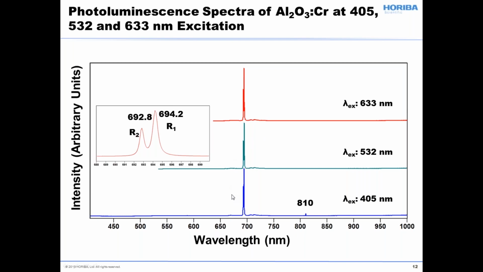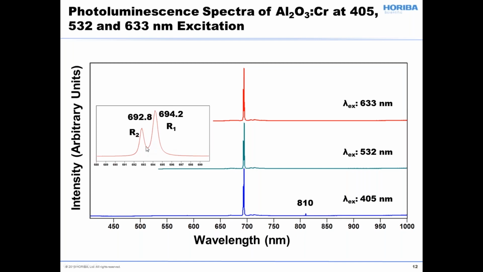And again, this is acquired with a Raman spectrometer. And you see that for all three of these excitations, we're coupling into the transition, so you get these very sharp and intense emissions from the chromium. And in the inset, you can see how well resolved they are.